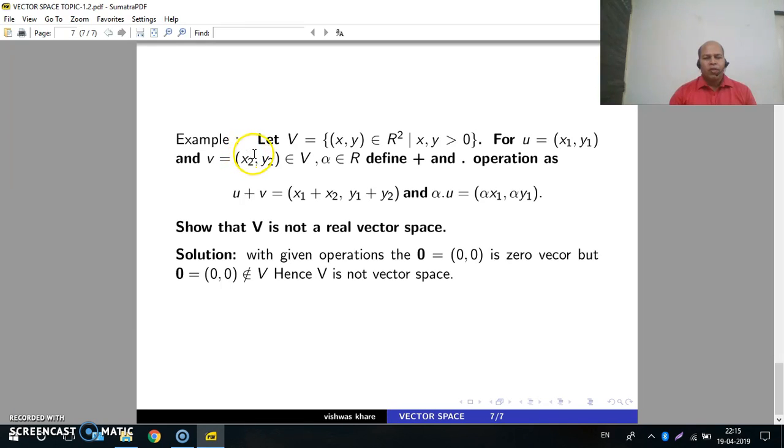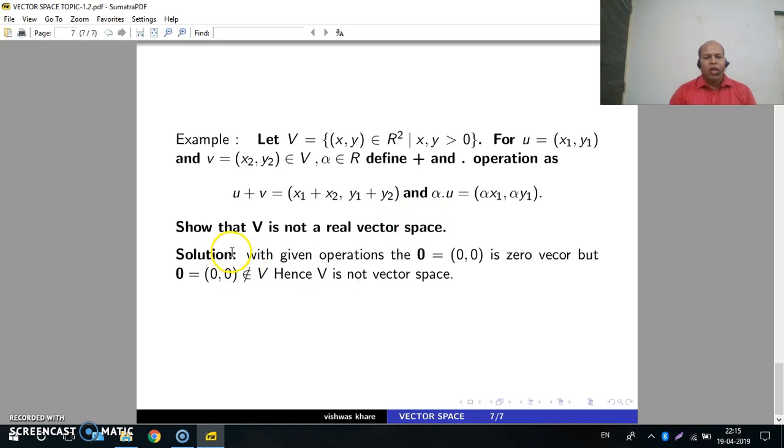Example. Let V be the set of (x, y) belongs to R², where x and y are greater than 0. For all u = (x1, y1) and v = (x2, y2) belongs to V and alpha belongs to R, define plus and dot operation as u + v = (x1 + x2, y1 + y2), and alpha · u = (alpha x1, alpha y1). Show that V is not a vector space.